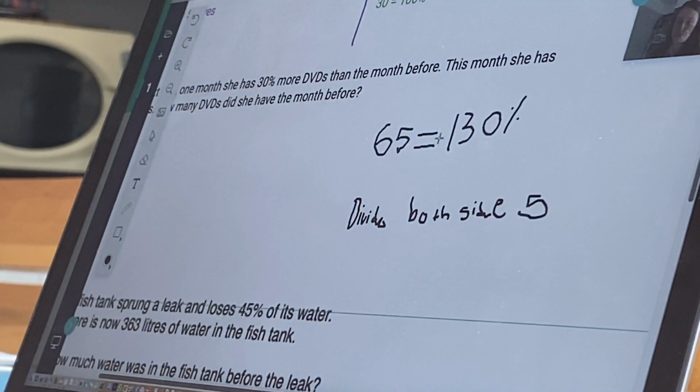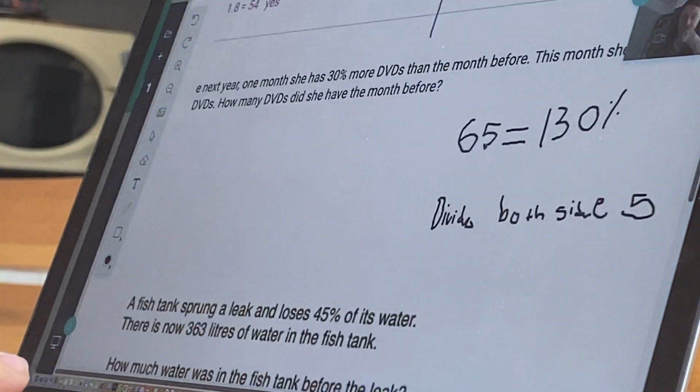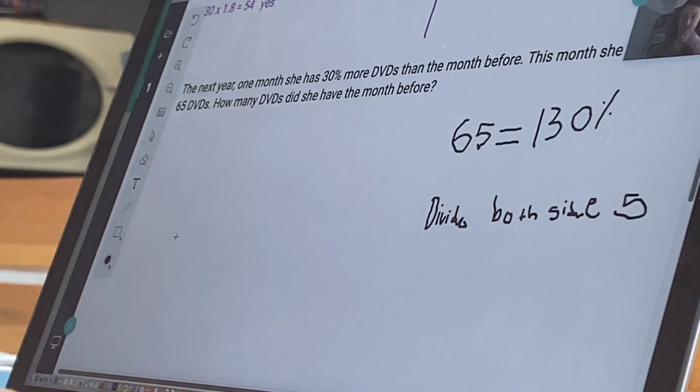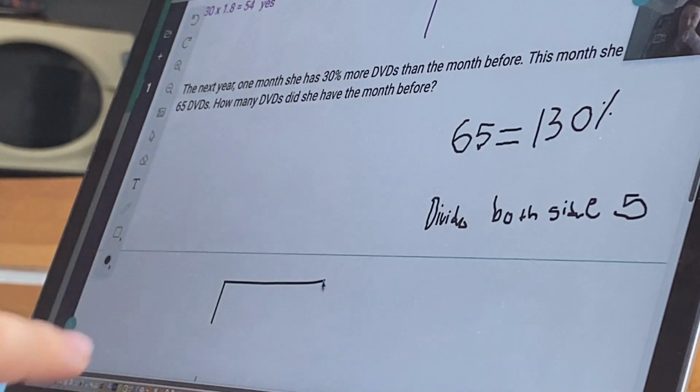Could you move? Wait, never mind. Do you want us to move the other question? Yeah, I'll do it, thank you. Sorry, bless me. Thank you.